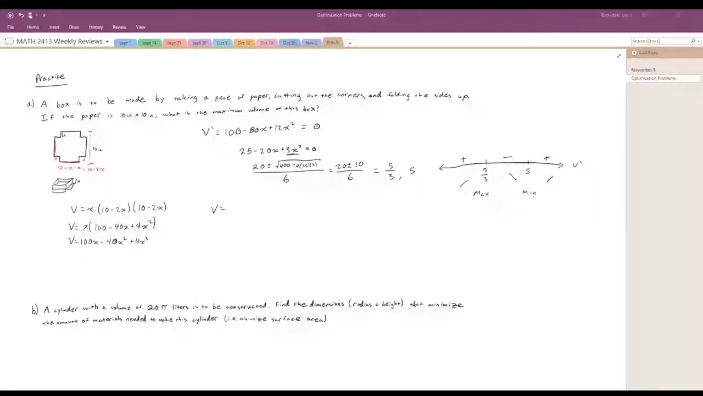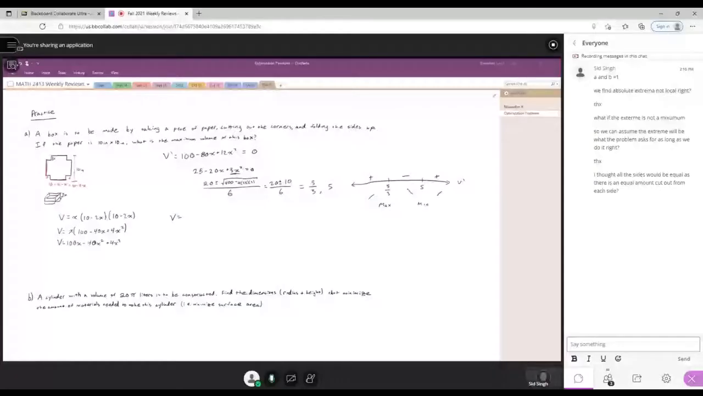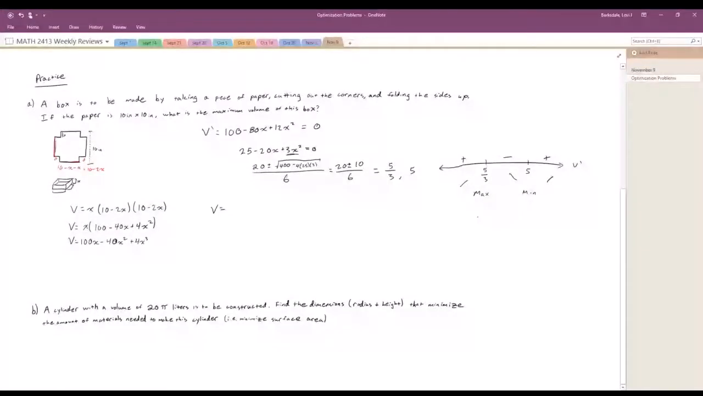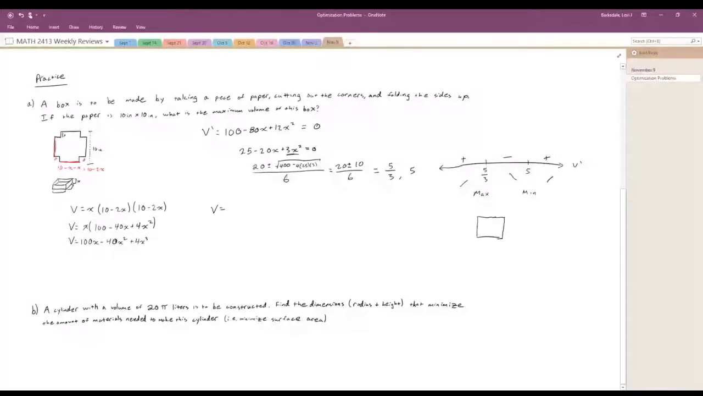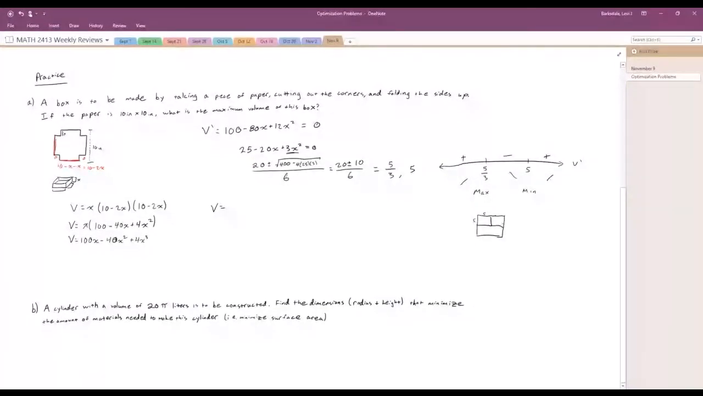we thought all the sides would be equal as there was an equal amount cut out from each side. You are correct. What I was saying when we had the cut length of 5, the sides are originally 10. So x is the amount we're cutting from one corner. So if we cut 5 from the first corner, we cut 5 from the second corner, well, suddenly we've cut off this whole side.